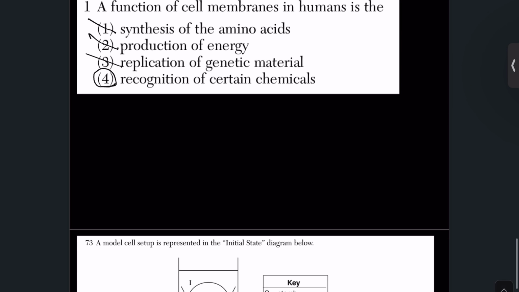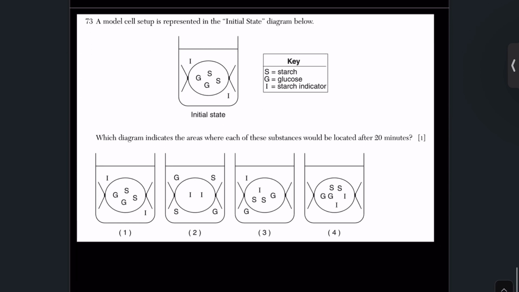And now we have one last review question here, which comes directly from our New York State lab. We see the initial state diagram below with our key here, and then we have a question: which diagram indicates where these substances would be located after 20 minutes? So we have starch, glucose, and iodine. So if we remember, they all want to go to equilibrium. Iodine and glucose are small enough to diffuse through the membrane, so glucose would be evenly inside and outside. Iodine would be evenly inside and outside, but because starch is too large, starch would all stay inside.